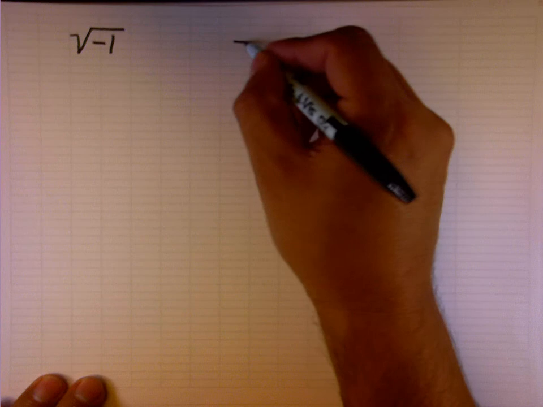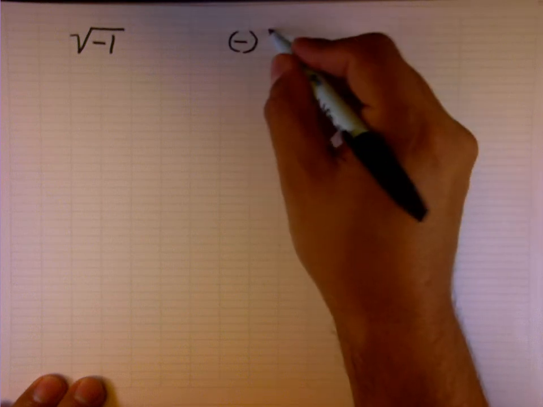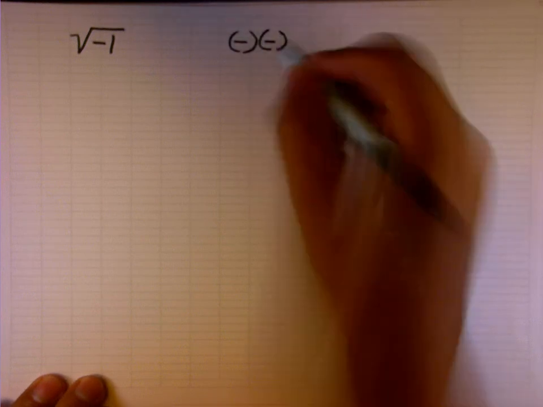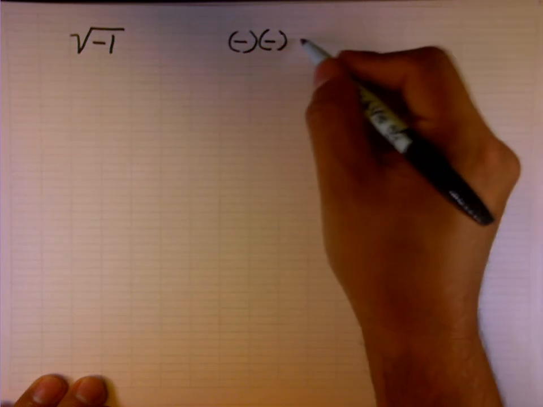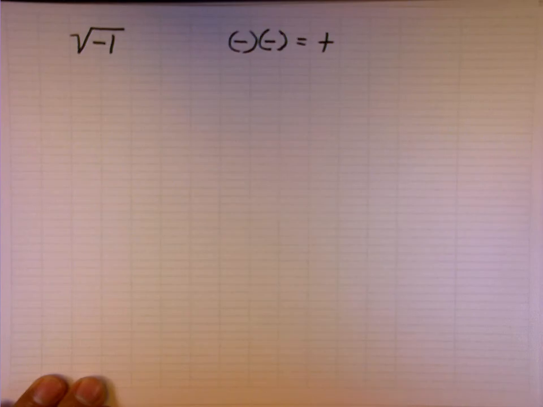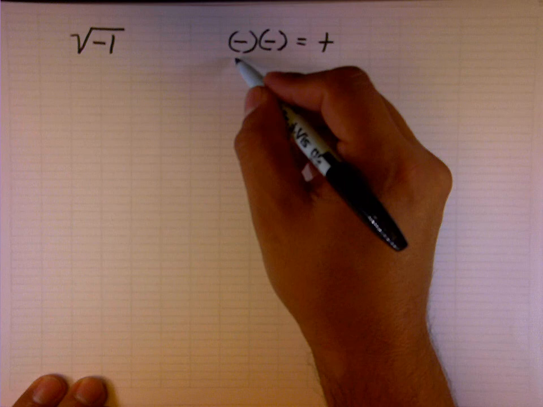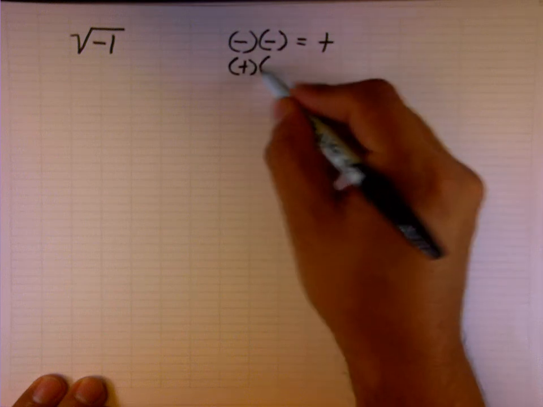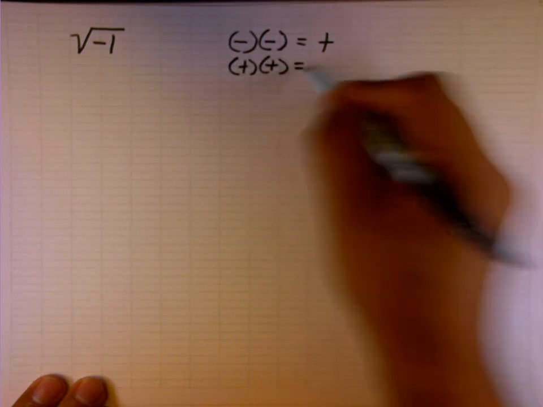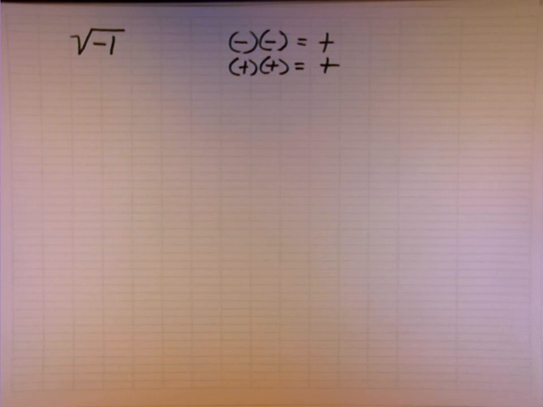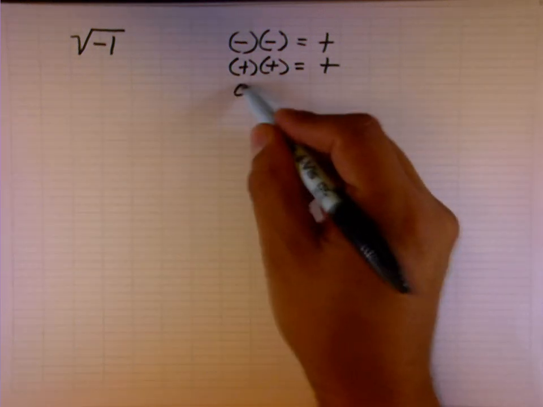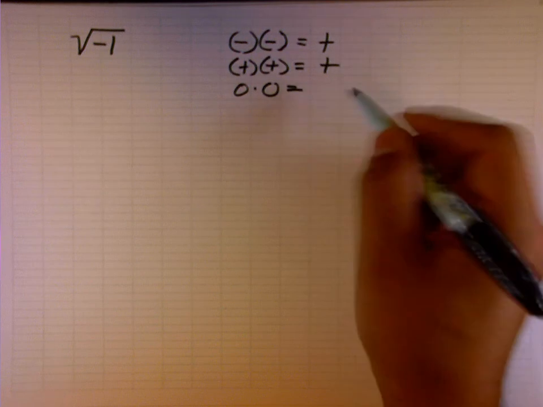There is none, because if I take a negative number and multiply it by itself, which would be another negative number, my answer would be a positive number. If I was to take a positive number and multiply it by itself, I will also get a positive number. So no negative number times itself is negative. No positive number by itself is negative. If I take 0 times 0, I will get 0.